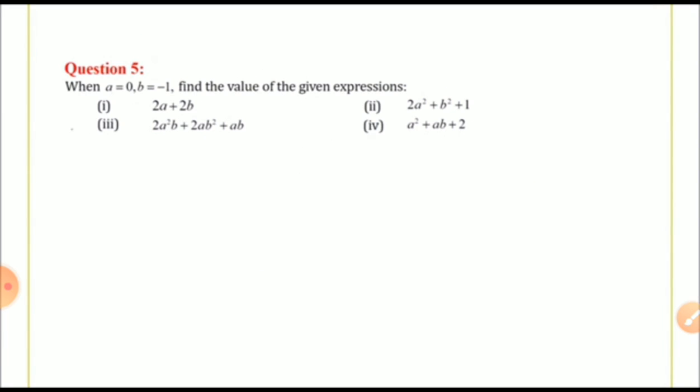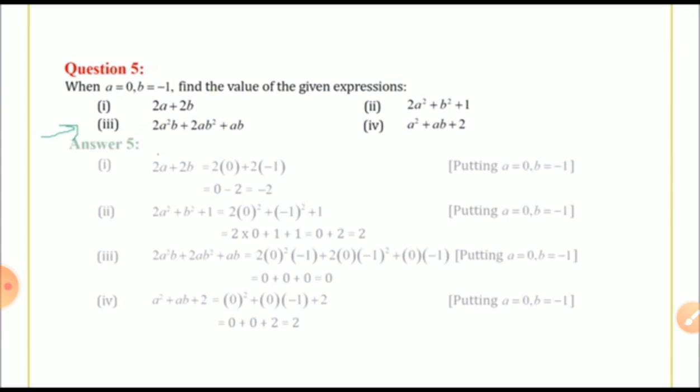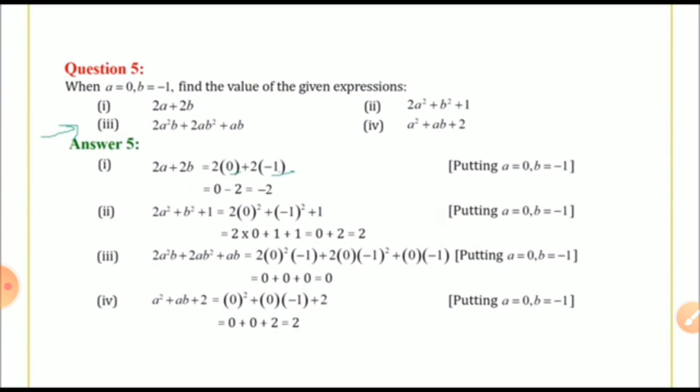Question number 5. A is equal to 0 and b is equal to minus 1. Same type of expressions, same type of value, but here the values are 0 and minus 1. Try to understand and solve easily. You will get full marks in this chapter. These types of sums will come in the exam. Don't be afraid. Easiest lessons of 7th standard.